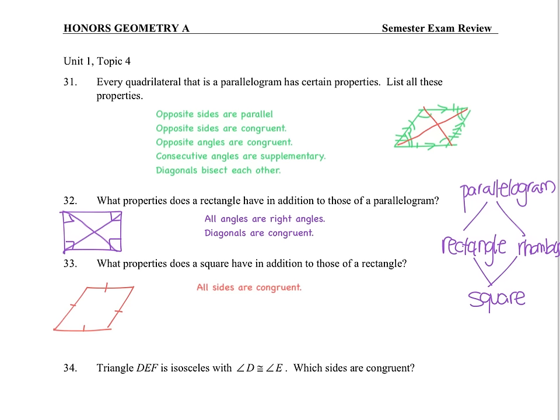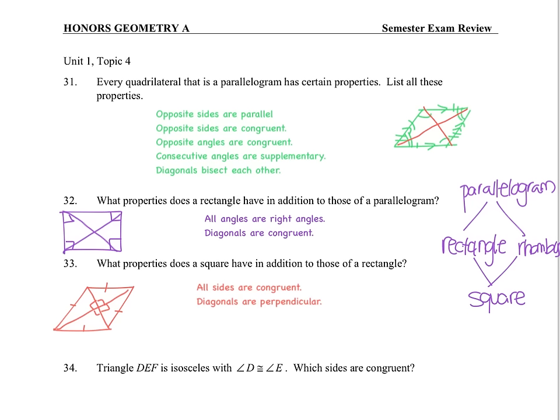Additionally, on top of the property with the parallelogram about the diagonals bisecting each other, these diagonals are going to be perpendicular to each other. So they are going to bisect each other because that's a property of a parallelogram, but they're also going to form four right angles.